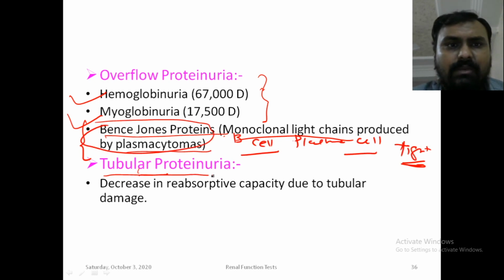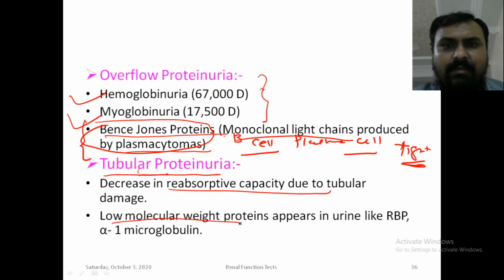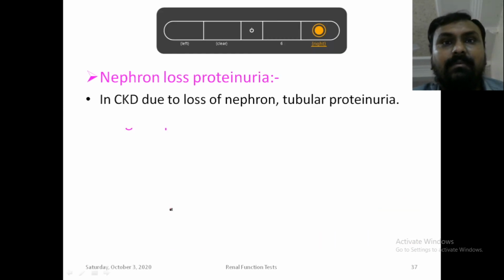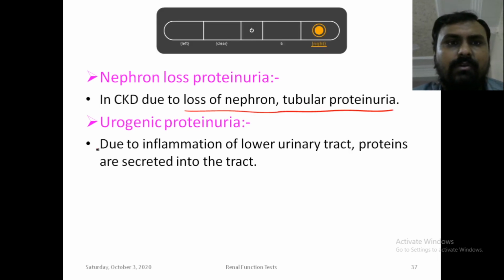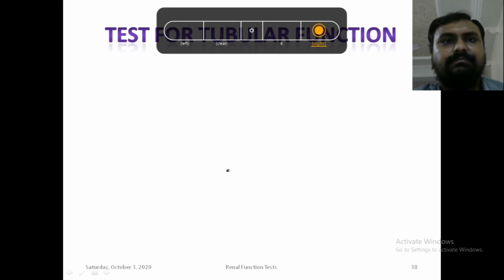Bence-Jones proteins are monoclonal light chains produced in plasmacytomas. Now, tubular proteinuria is a decrease in reabsorptive capacity due to tubular damage. So low molecular weight proteins appear in the urine, like retinol binding protein or alpha-1 microglobulin. Nephron loss proteinuria occurs in chronic kidney disease due to loss of nephrons, giving a tubular proteinuria. Or urogenic proteinuria, due to inflammation of the lower urinary tract, where proteins are secreted into the tract.